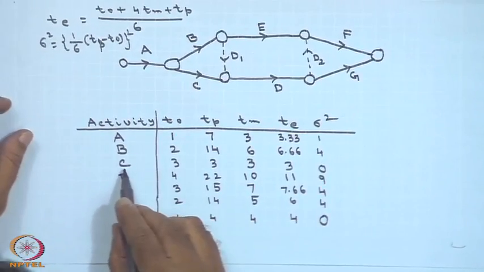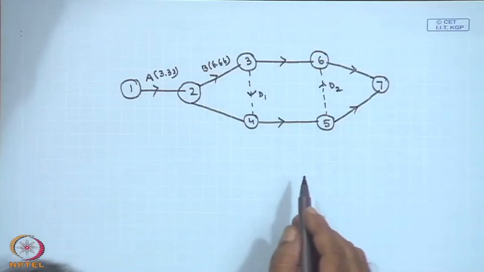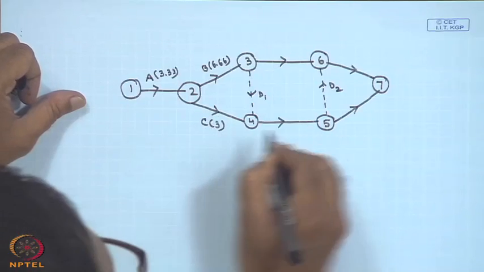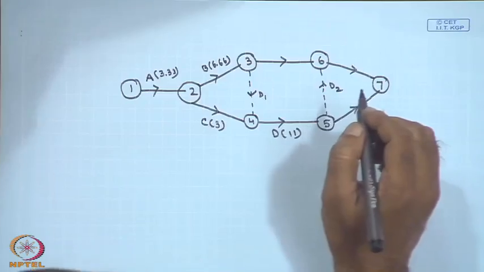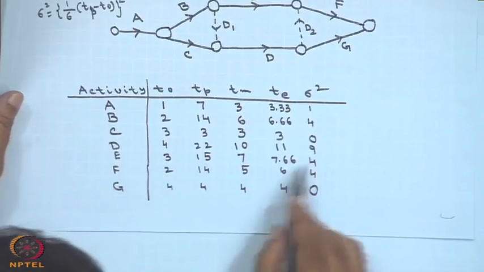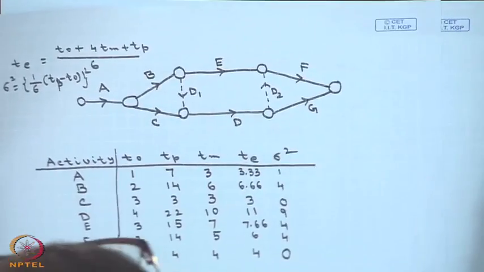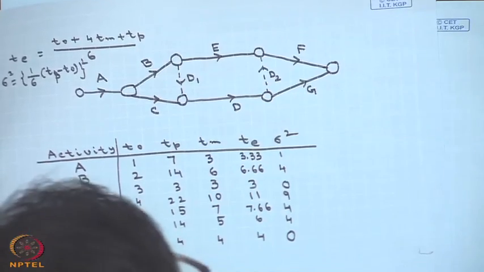6.66. Similarly, if you see the table for the activity C, it is 3, for the activity D, it is 11. So, for the activity C, you are calculating it is 3, for the activity D, it is 11. Then, for activity E, it is 4, for activity F, it is 4. So, for activity F, it is 4, right, and it is this one.